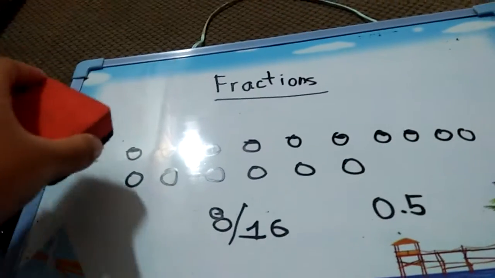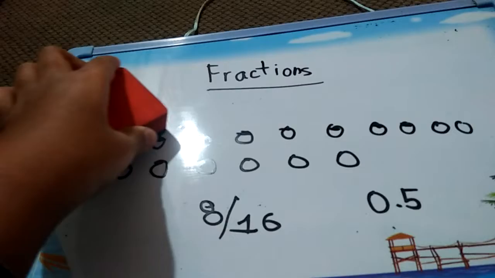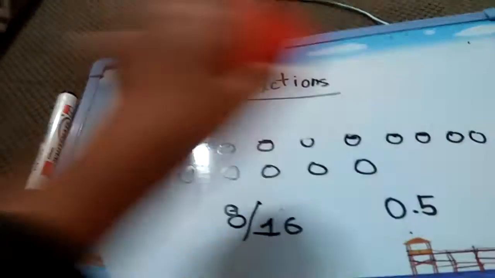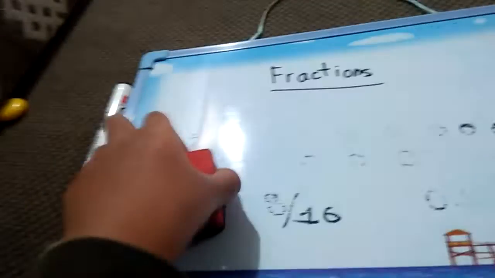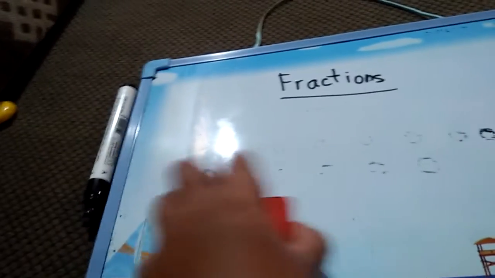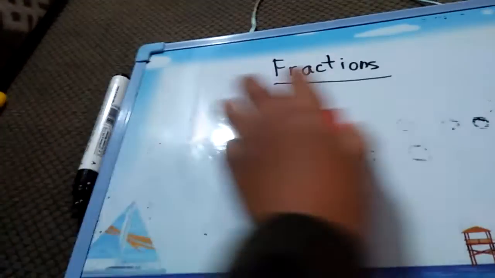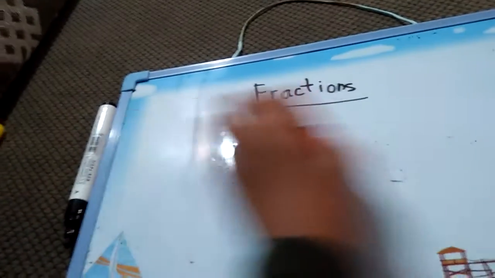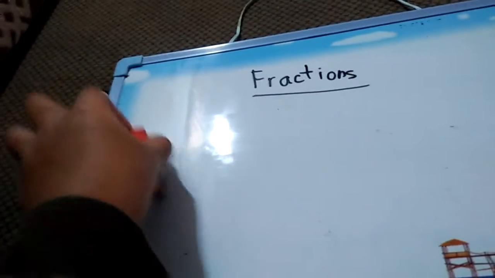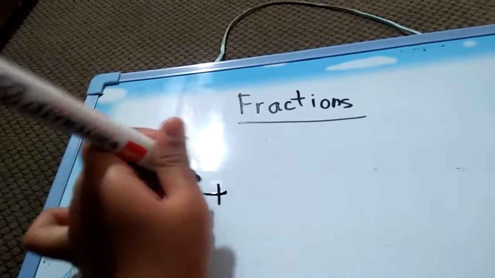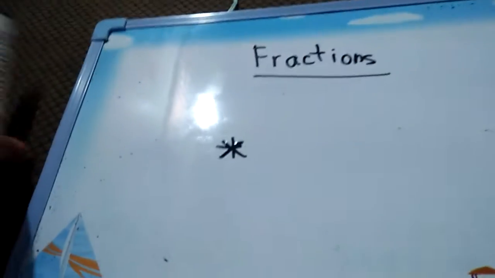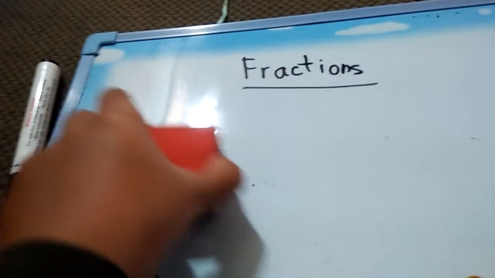Even though the colored part was 8 and the total was 16. So this is why 8/16 is the fraction. Or we use this as the division sign. For the multiplication sign, they use the star the most, and they use X the least.